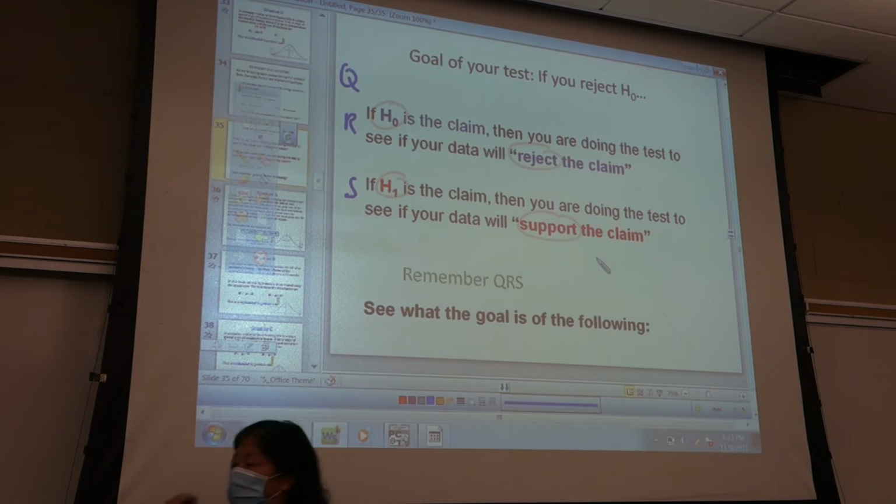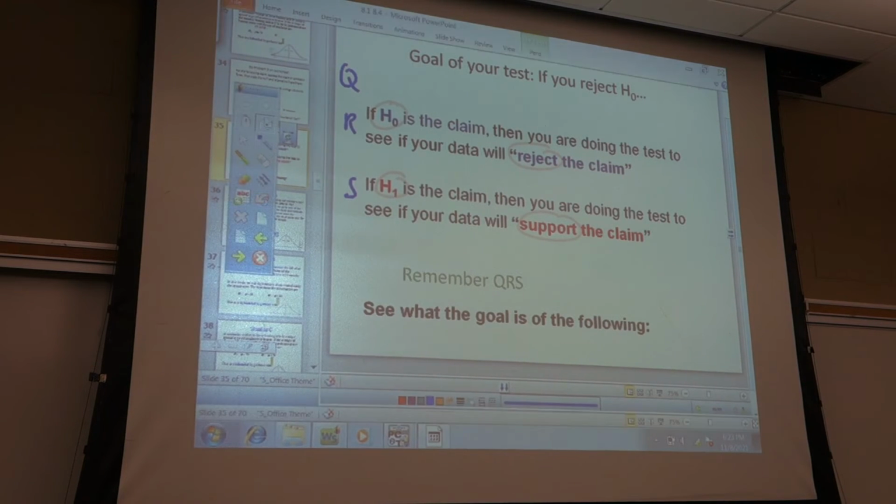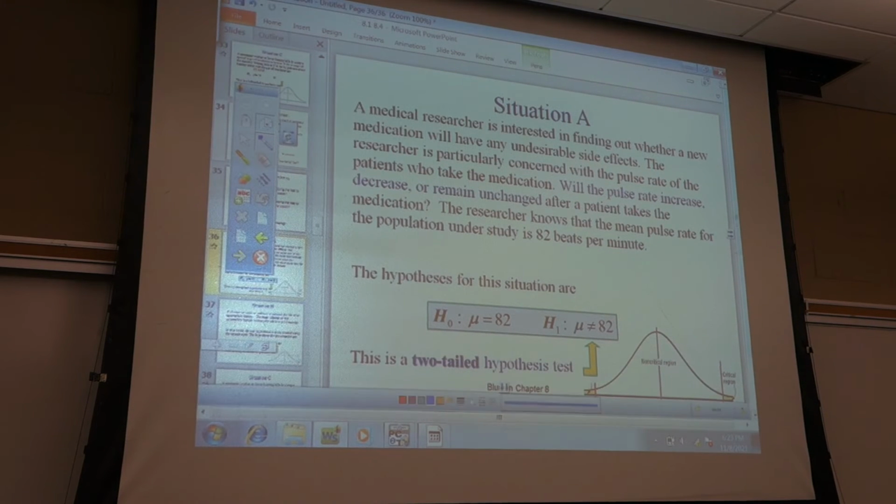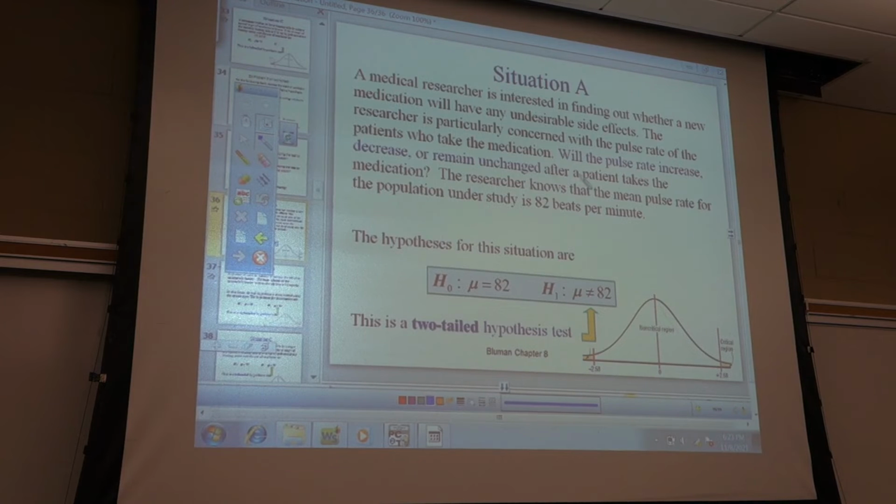All right, so let's look at the following and see if we can figure out what the goal is of the following. So this one, which one was my claim? He wants to have no undesirable side effects. So his claim was which? H naught. So H naught was my claim. So in parentheses, I'm going to write reject. We're going to either reject my claim or fail to reject my claim. Everyone okay with that part?